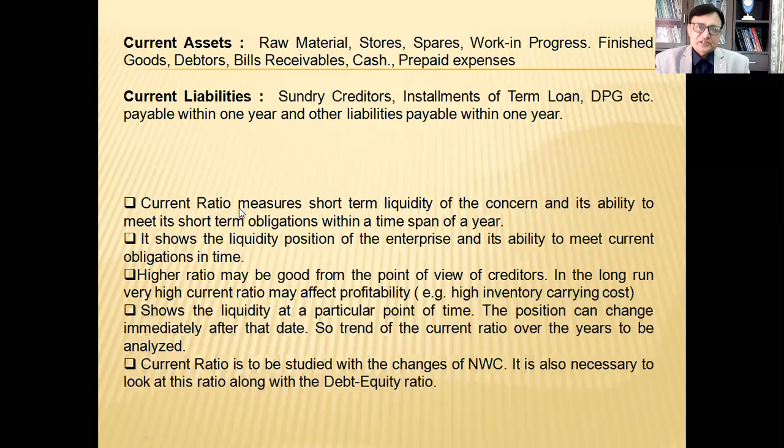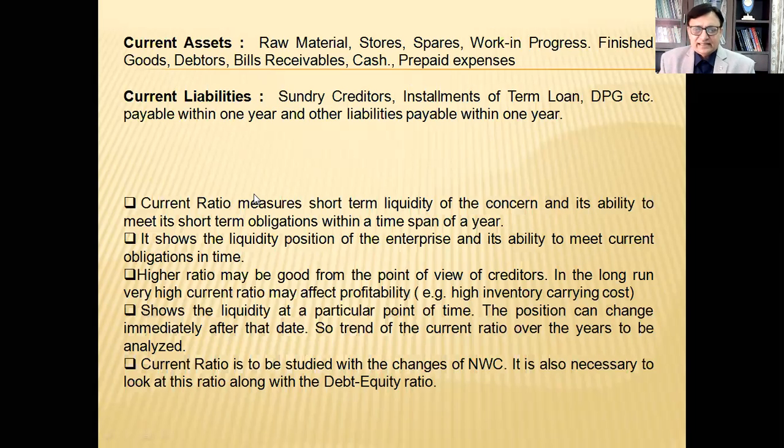As far as the current ratio is concerned, it measures the short term liquidity of the concern and the ability of the firm to meet its short term obligations within 1 year. It shows the liquidity position of the enterprise and its ability to meet current obligations in time. The higher this ratio, the better it is from the point of view of creditors. In the long run, a very high current ratio, as I have already told you, may affect profitability because high inventory carrying cost may be there. So your debtors may not be serviceable.